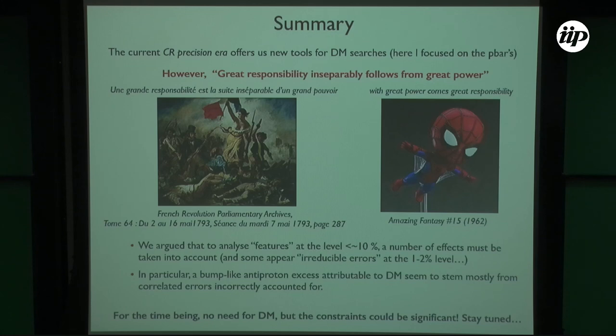It seems a very pessimistic conclusion, right? That there is no dark matter and so on. But in fact, the fact that there is no need for dark matter doesn't mean that the constraint is not there, nor that dark matter cannot hide in this error bar.